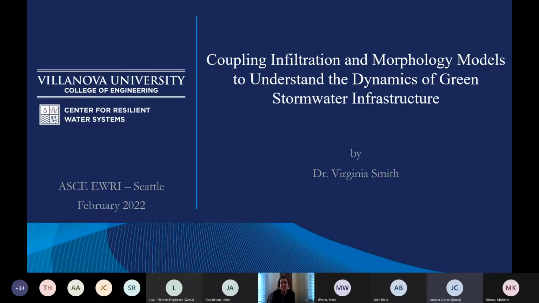So in this presentation, as you saw through the title, we'll be talking about coupling infiltration and morphology models to understand the dynamics of green stormwater infrastructure, but also to relate that back to how rivers and floodplains are working too at the end.